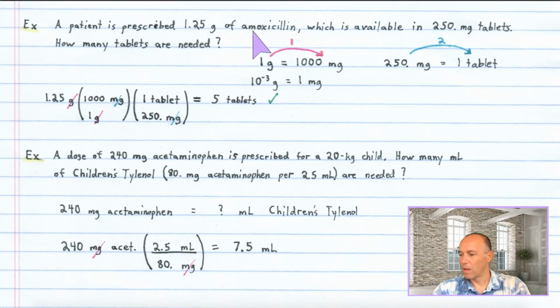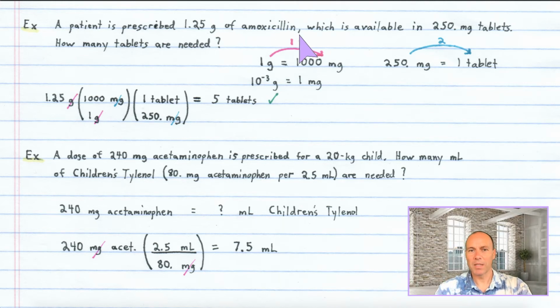Next problem, a patient. You guys are going to be dealing with lots of patients later on. A patient is prescribed 1.25 grams of amoxicillin, which is some antibacterial drug, I believe. Okay, amoxicillin, which is available in 250 milligram tablets. How many tablets are needed? So you want the patient to take a combined total of 1.25 grams of amoxicillin, but it comes in these tablets, and each tablet has 250 milligrams. So how many tablets does it take to equal 1.25 grams of the drug?